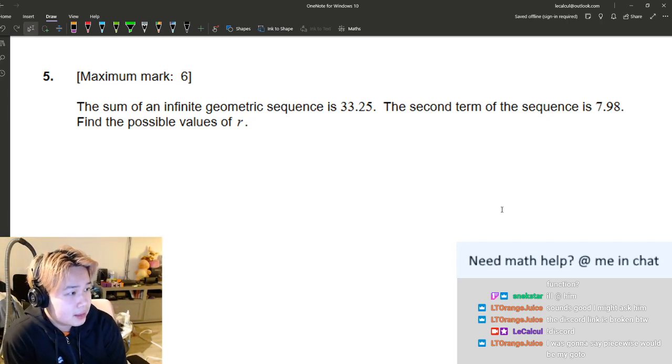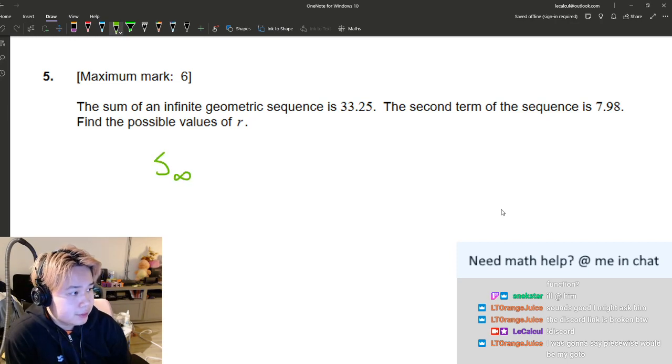Okay, let's see. The sum of an infinite geometric sequence is 33.25. The second term of the sequence is 7.98. Find the possible values of r. Okay.